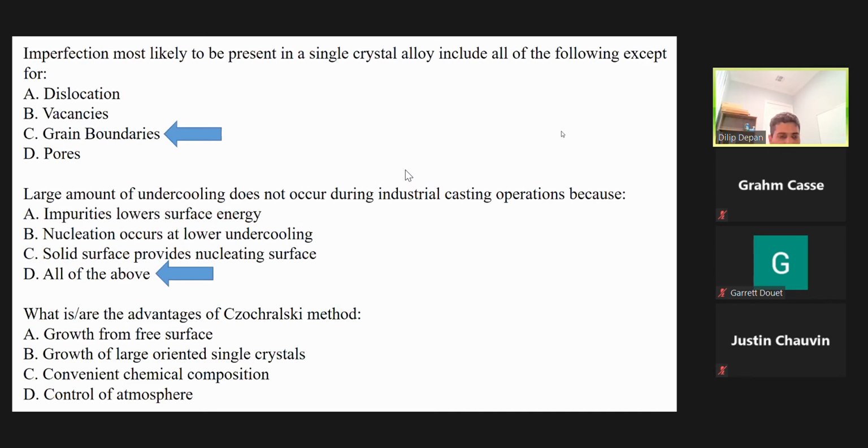Is it B, growth of the large oriented single crystals? Yes, this is the advantage of this method, to prepare the single crystal of silicon so that we can get a large oriented single crystal.